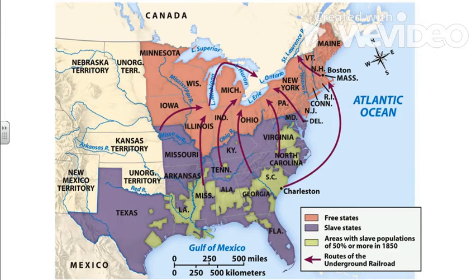You can see areas in the South, along the Cotton Belt, with larger slave populations, and then the free and the slave states. An important thing to remember about the Underground Railroad is that safety wasn't the North if you were a fugitive slave or a runaway slave. Slavery was Canada.